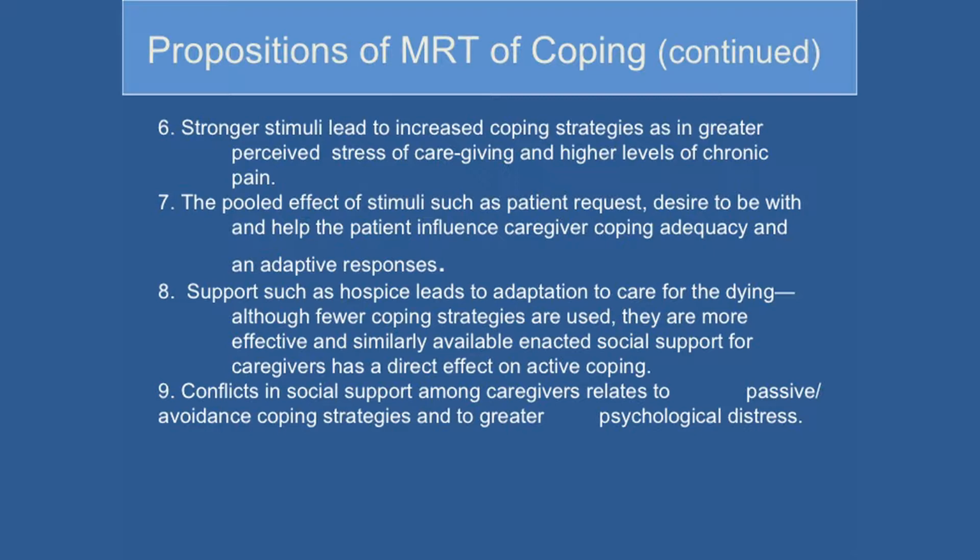However, according to Proposition 9, conflicts in social support among caregivers relates to passive avoidance coping strategies and to greater psychological distress.